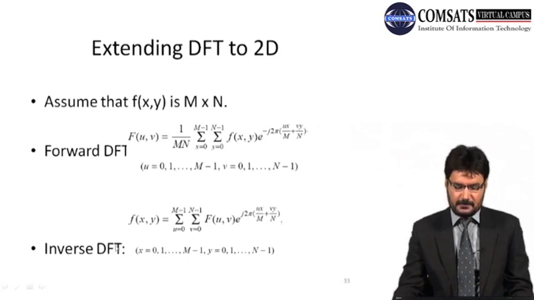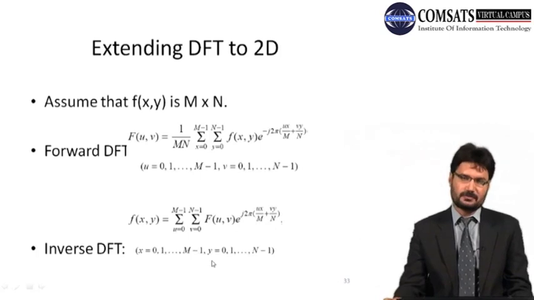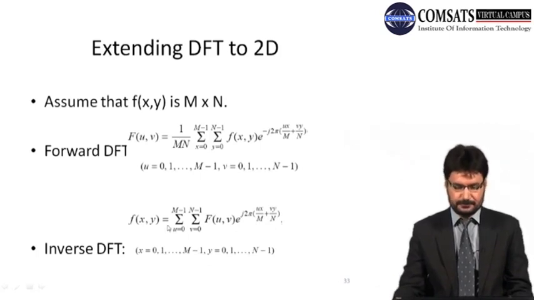And again for the inverse, we use f(x,y) equals summation of F(u,v), which was here, and then we use the same formula, and x and y both vary from 0 to N and M minus 1.